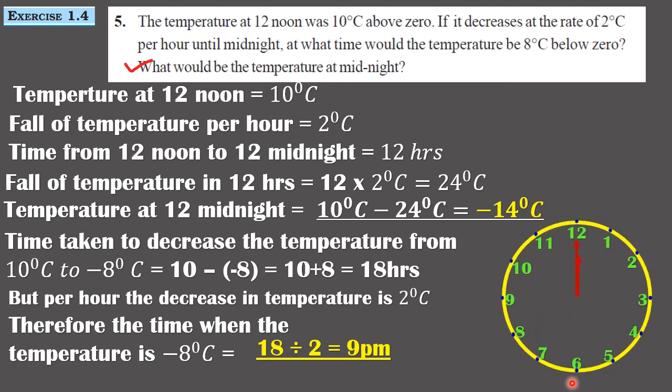See here. Clock. Time showing 12 noon. And at 12 noon, what is the temperature? 10 degrees centigrade. And every hour 2 degree decreases. So let us see.